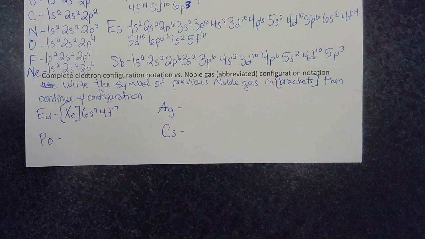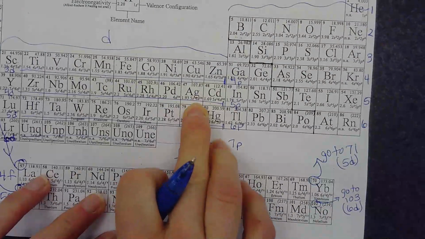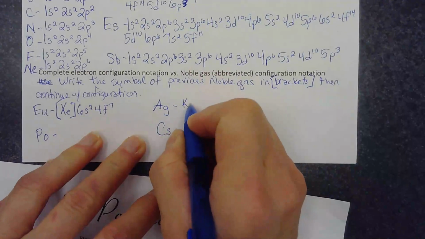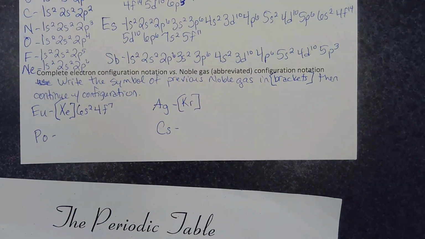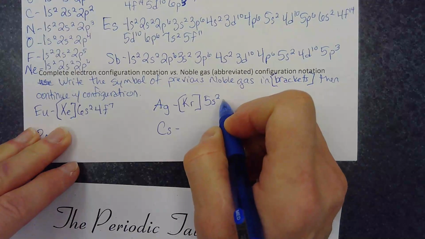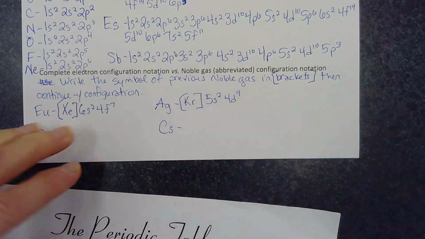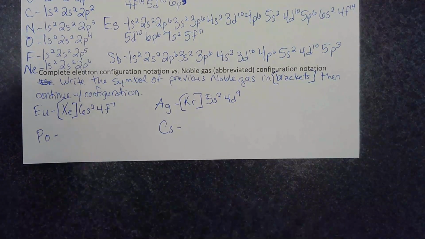Okay, who is the previous noble gas for silver? So here is silver, and it would be krypton. Good. So we put krypton in brackets, and then proceed from there. So what comes after krypton? Good. So 5s2, and then what? 4d10. Good job. Can you explain a little bit how you got krypton again?